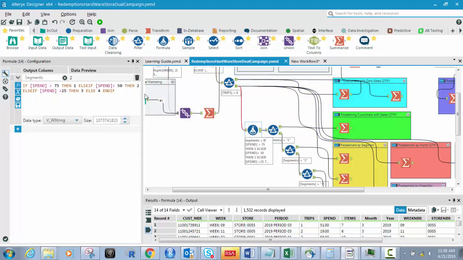And this is where they get split up into 4 different groups, right? So we want to know, if they spent greater than 75, they get a 1. If they spend greater than 50, they get a 2. And if they spend less than 25, they get a 3, else 4. So they're broken into 4 different groups here, right?